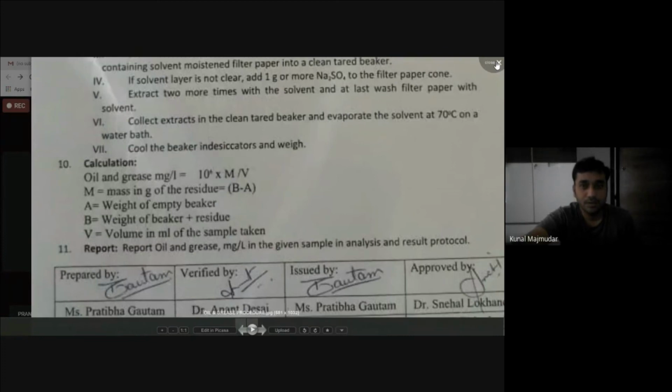You have the initial weight, you have the final weight, you have the volume. Start doing the calculations. Everyone fast, please. Start doing your calculations. You have the initial weight as 100.055 grams. You have the final weight as 100.120 grams. You have the volume of sample, V, equal to 100 ml.